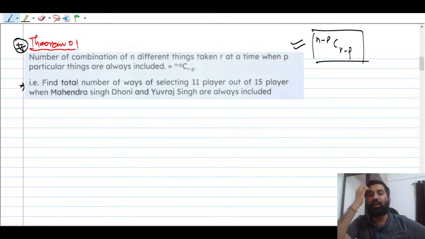Arshdeep, I hope you have understood the meaning of overcounting. Sometimes you need to overcount things, then you have to remove the duplicates. That is very, very important to keep in mind.